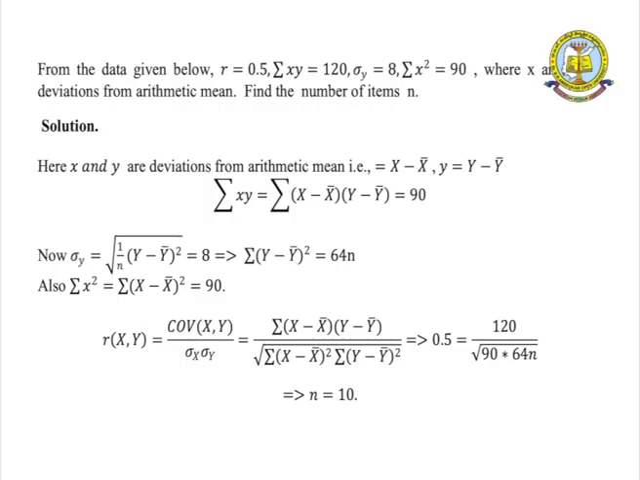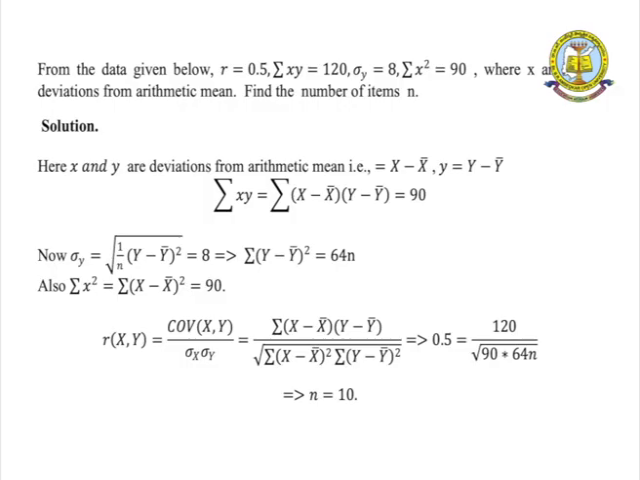Now the standard deviation of y is already given. What is the formula for the standard deviation of y? Under root of 1 by n into summation (y minus y bar) whole square. That value is already given to us, which is 8. Squaring on both sides, the root is cancelled, and 8 square is 64. So 1 by n is divided, so n comes to the other side and multiplies. Summation y minus y bar whole square is equal to 64 into n.